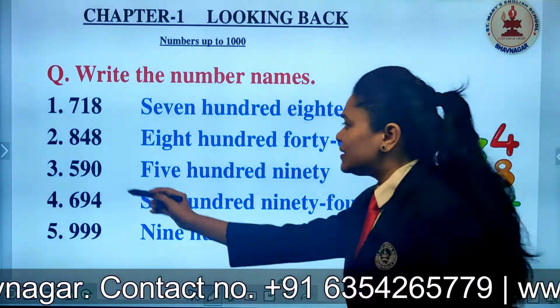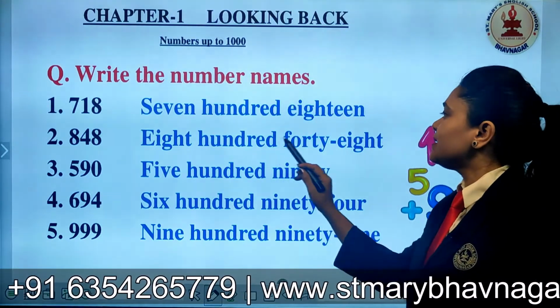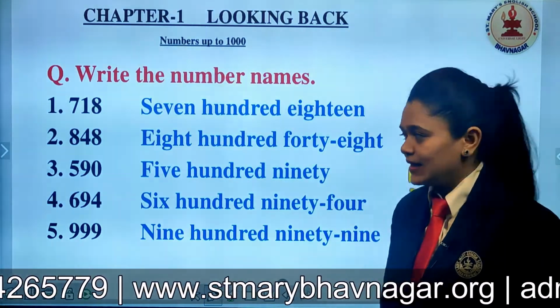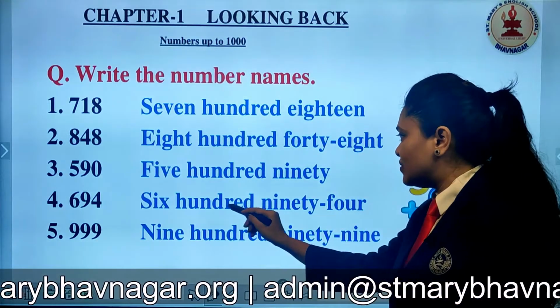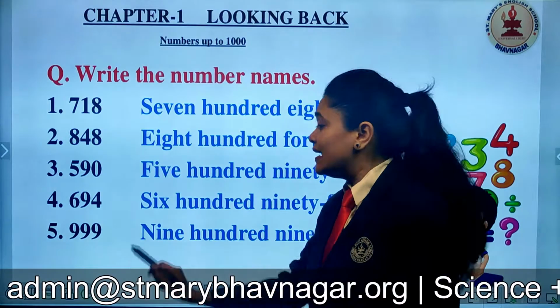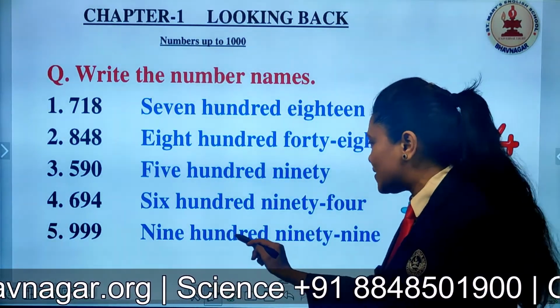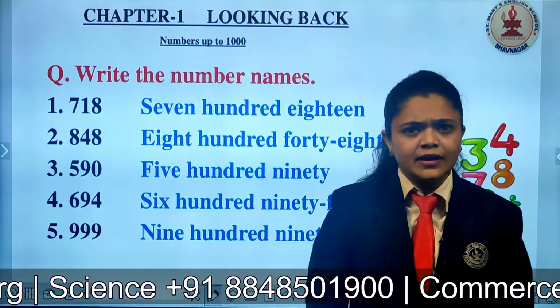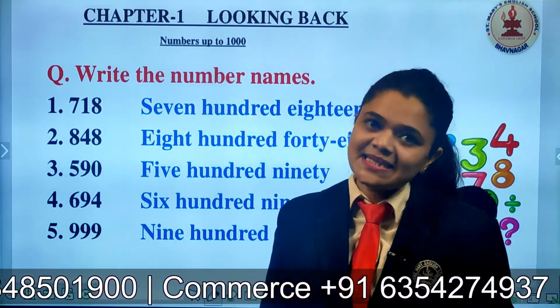Good. Now the third one, 590. Fourth one, 694. And the fifth one, 999. It is called as 999. Did you all write with me? Very good. Now let us proceed with the second one.